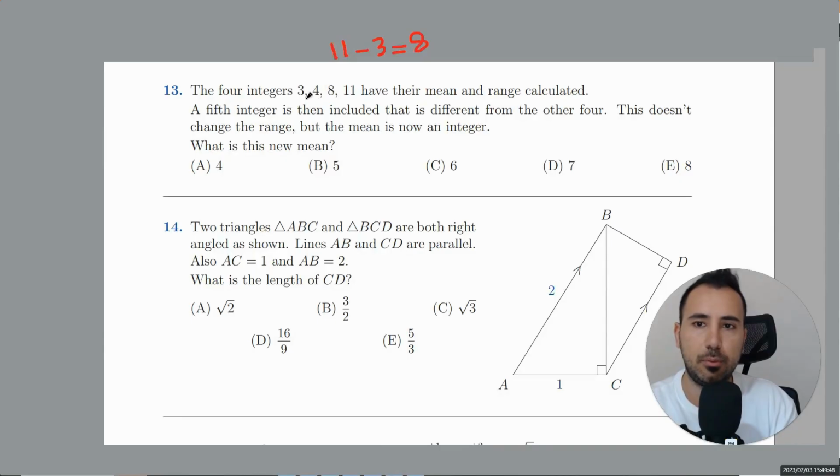And the mode is the number repeating. For example, we have 3, 4, 8, 11. Each number is repeating once, so all of them are mode. But again, we don't need all of those. I just wanted to give you a review.